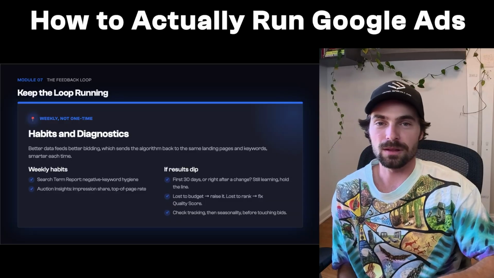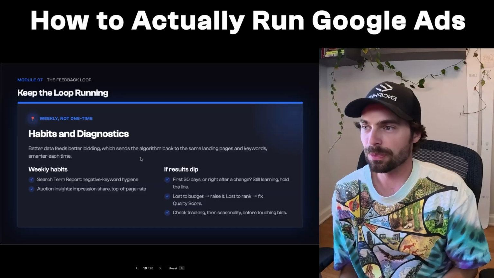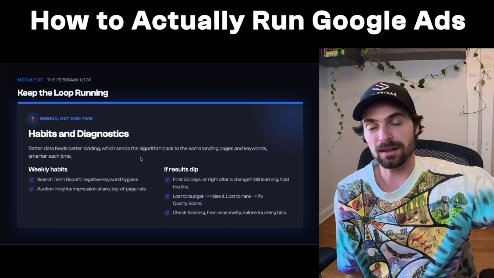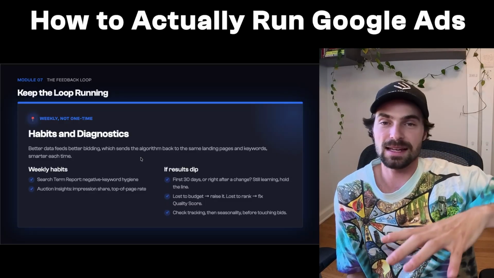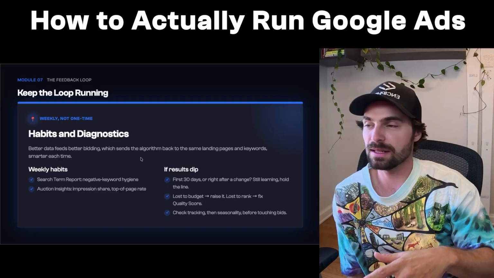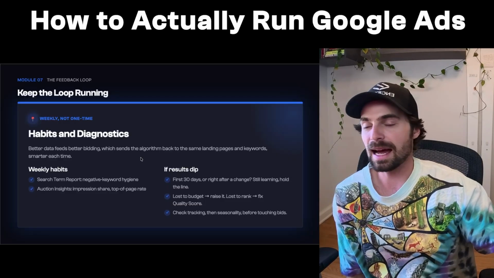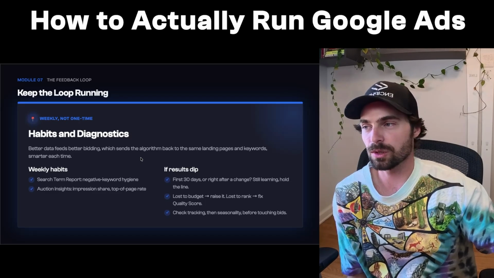And you need to keep the loop running, okay? So better data feeds better bidding, which sends the algorithm back good data, and your account gets smarter over time, right? The AI is learning, it has data now, it's getting better. You need to manage your search terms. You need to see what people are actually searching that are triggering your keywords and add negative keywords constantly around things that you don't want to show up for.